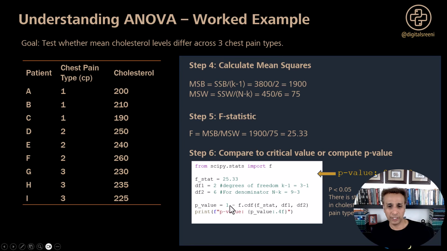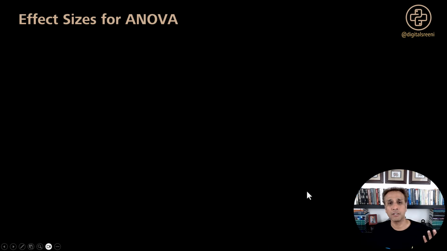So the input here is your F-statistic, which is 25.33, and the degrees of freedom for the first one, which is the numerator, df1, that's what I mean. K minus 1, 3 minus 1, which is 2, and here the denominator, 9 minus 3, n minus k, and that's 6. When you plug those in, you get a p-value of 0.0012. So we say, hey, there is a statistical difference in cholesterol levels across the 3 chest pain types. I hope that makes sense. And the next step is just using Python.